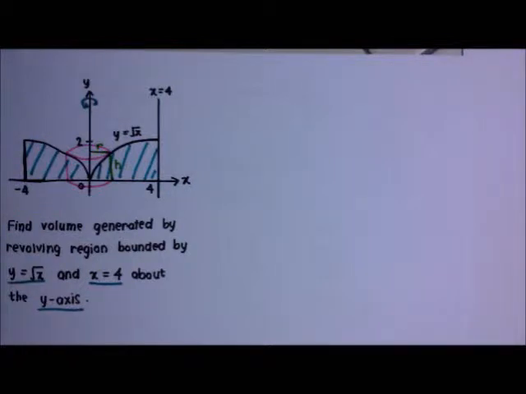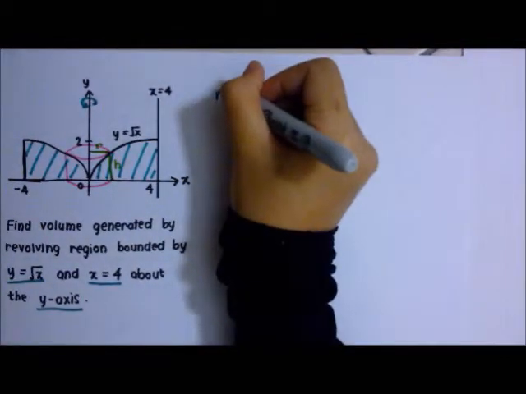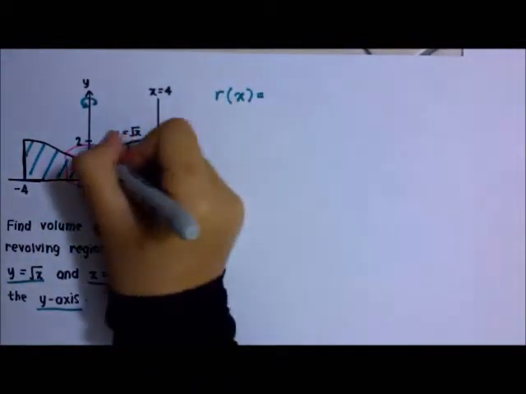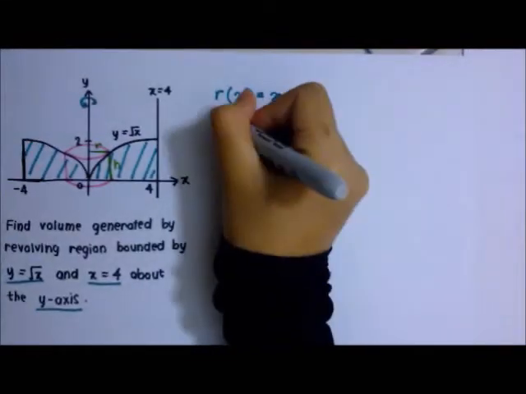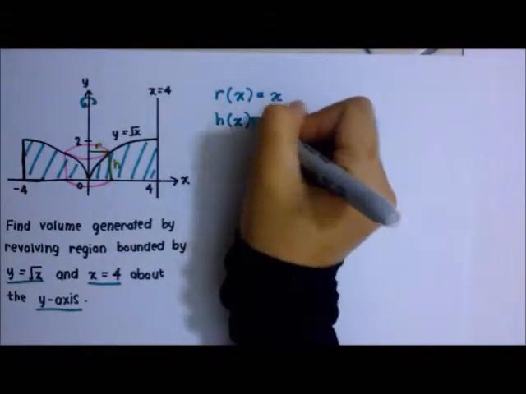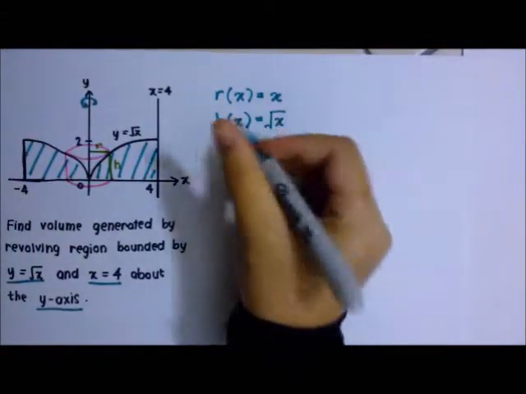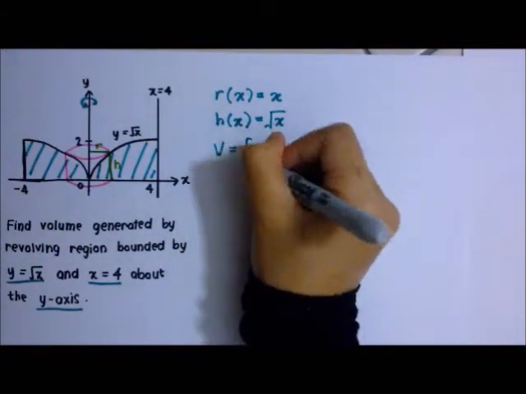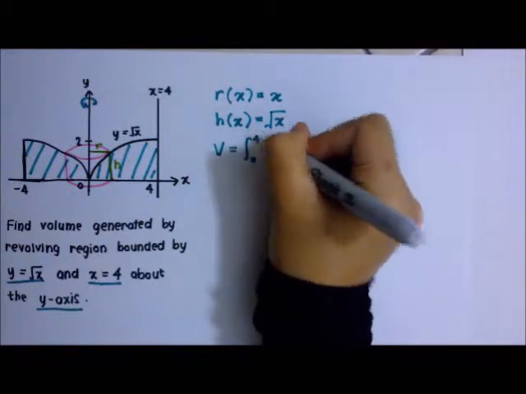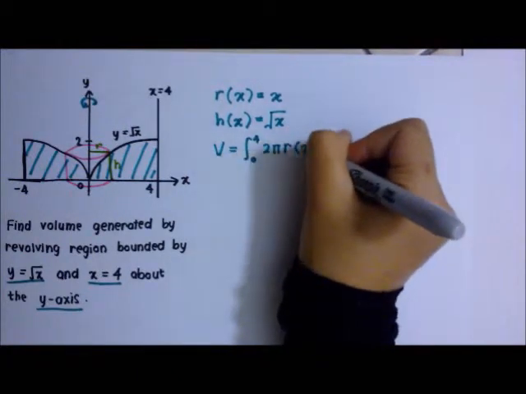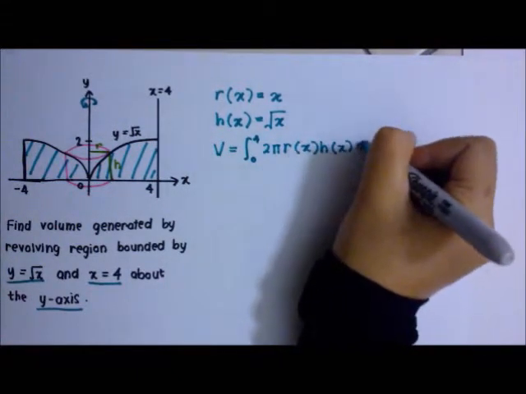Imagine that there are lots of cylinders. If you total up all of the cylinders, you can get the volume of the region bounded. The radius r(x) is x because x is always changing. The height is square root x because it follows the height of the graph y equals square root x. We integrate from 0 to 4, 2 pi r(x) h(x) dx.